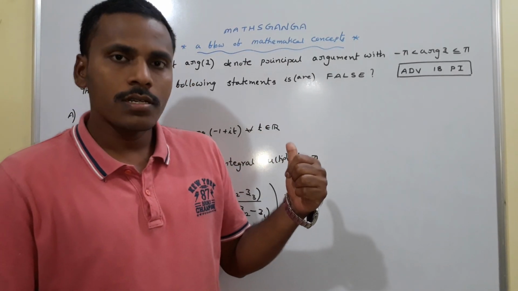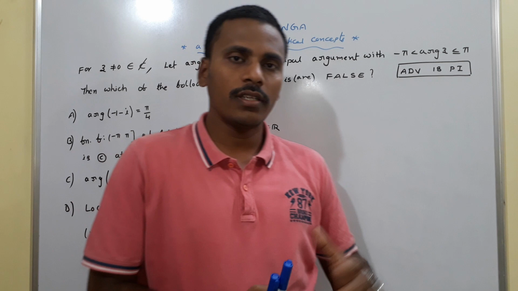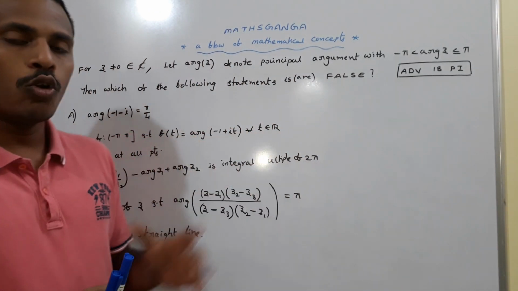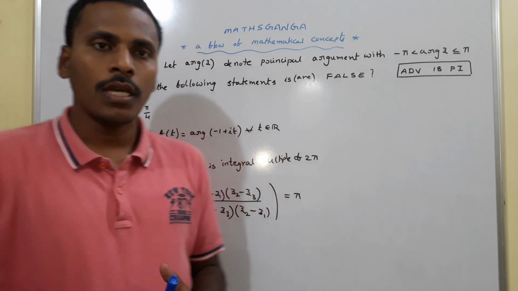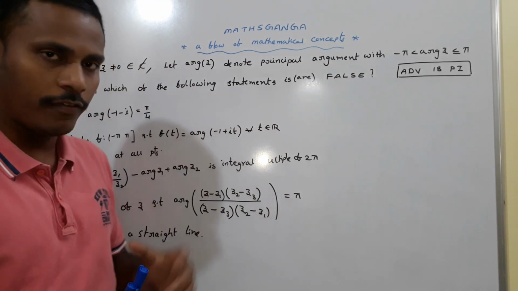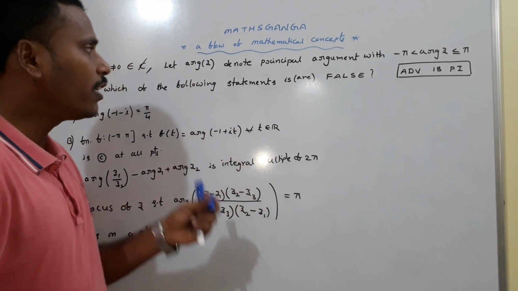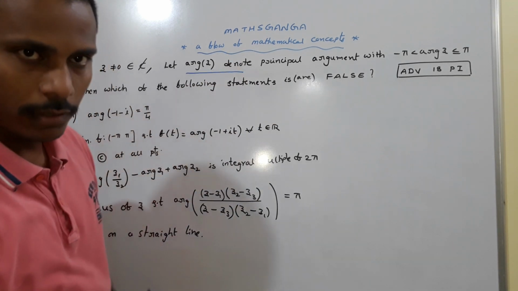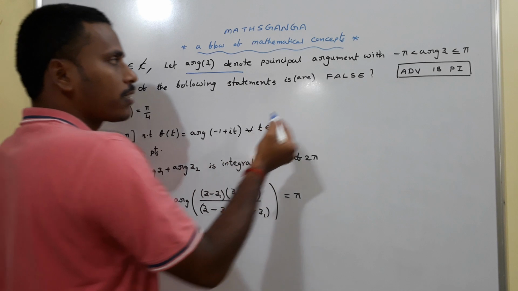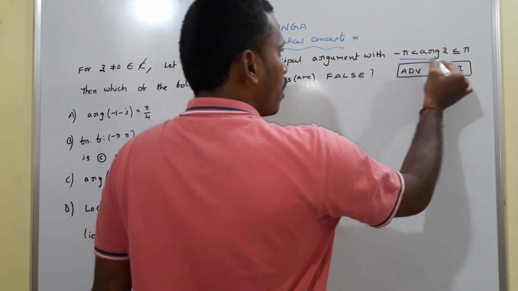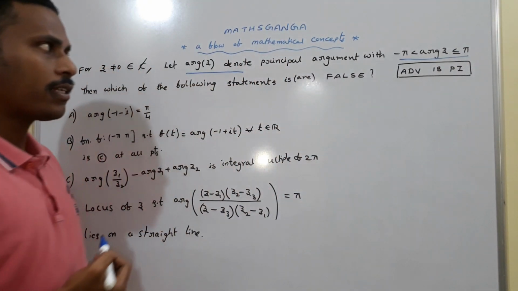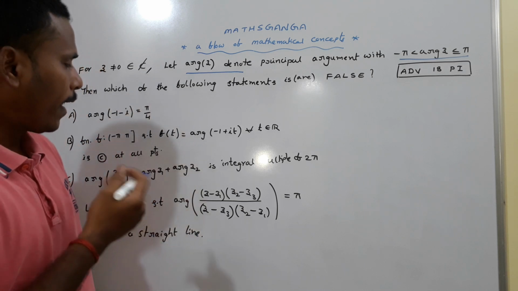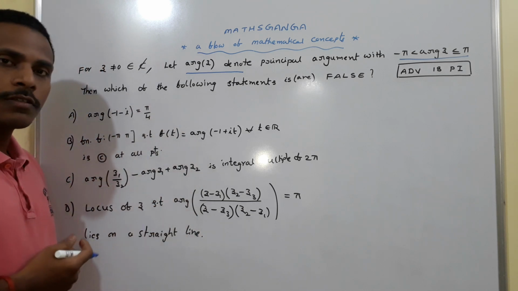This is the question asked in Advanced 2018 Paper 1 from Complex Numbers. This is a more than one answer type question. The question looks somewhat difficult, but it's a very easy question depending on the argument of the complex number. The argument of the complex number is in the range of open minus pi to closed pi. And depending on that, we have four options.